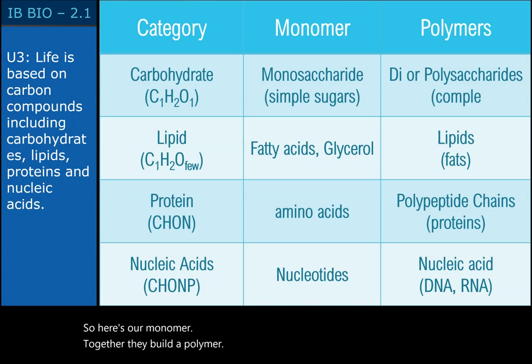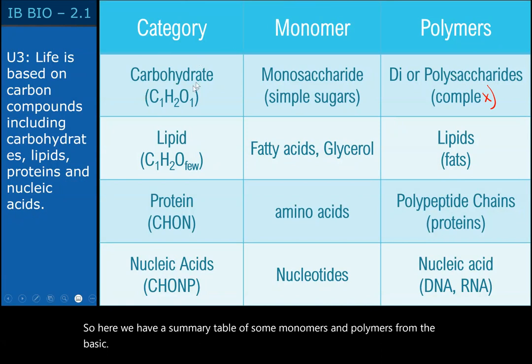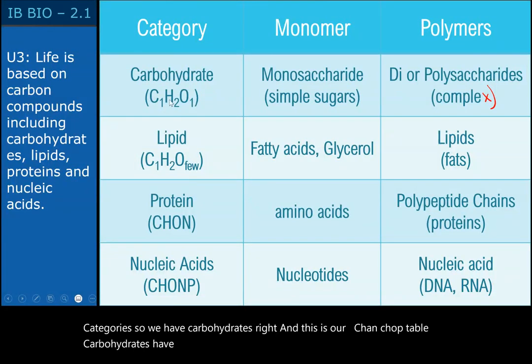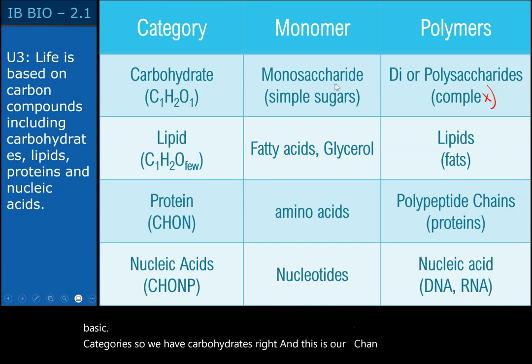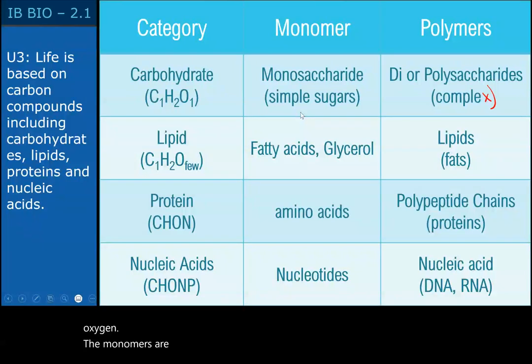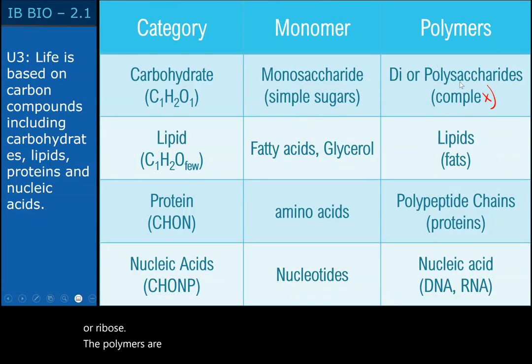So here we have a summary table of some monomers and polymers from the basic categories. So we have carbohydrates, right? This is our CHO, CHON, CHOMP table. Carbohydrates have a 1 to 2 to 1 ratio of carbon, hydrogen, and oxygen. The monomers are monosaccharides or simple sugars, something like glucose or ribose. The polymers are going to be disaccharides or polysaccharides.